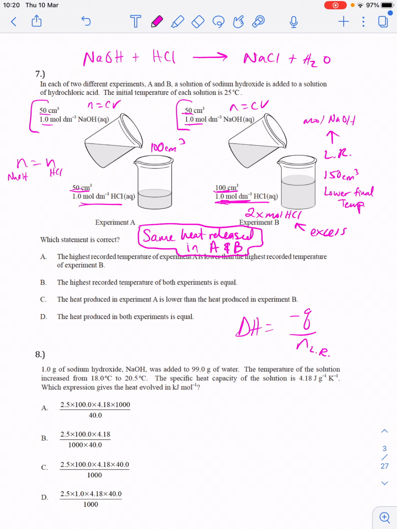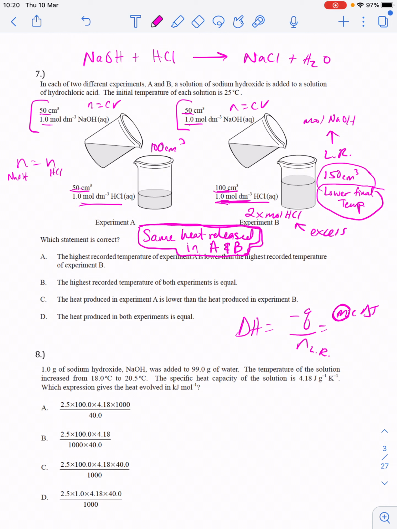So the first important concept is that it's the same amount of heat being released, and I know that because it's the same moles of limiting reactant, but they have a different amount of mass to heat up, right? In the Q equation, it's mc delta T, so the thing that's different is the m. We are heating up 100 grams in the one on the left and 150 in the one on the right. So we'll have a smaller temperature change in the one on the right because we're heating up more liquid with the same amount of heat.